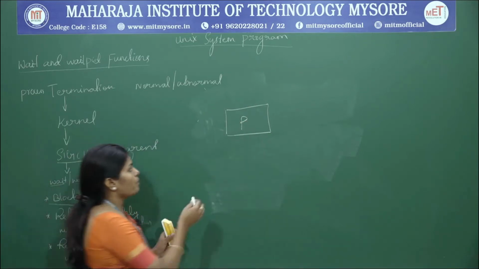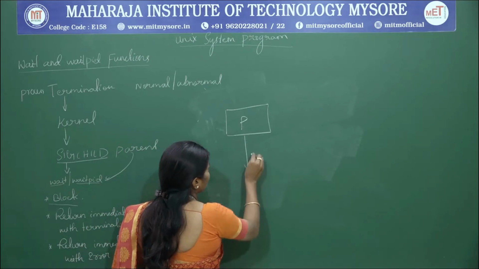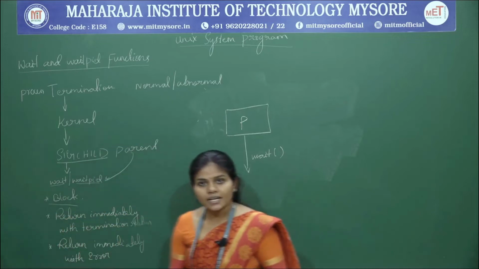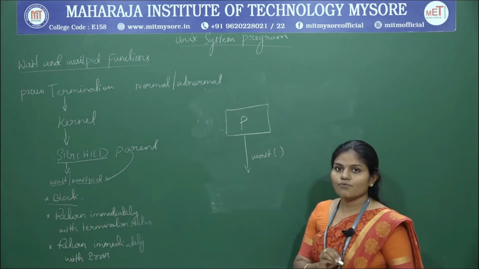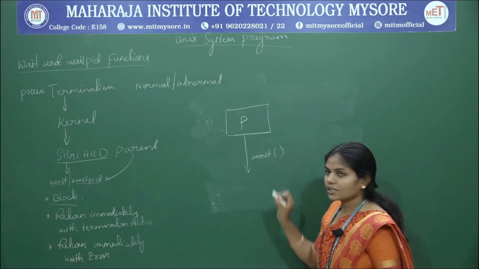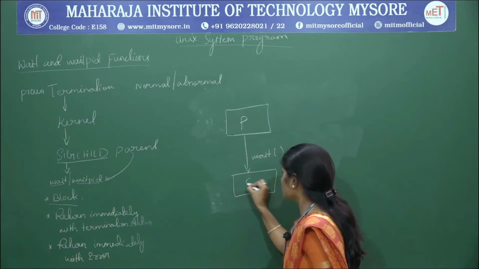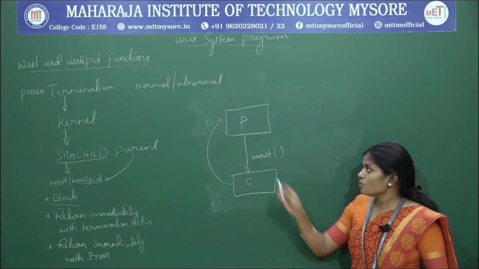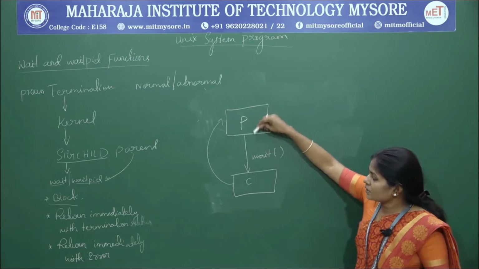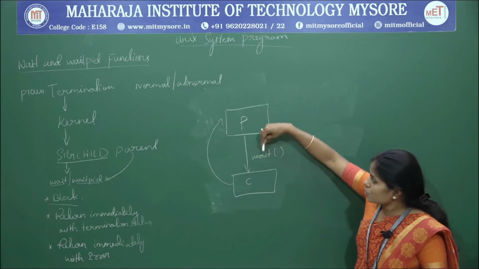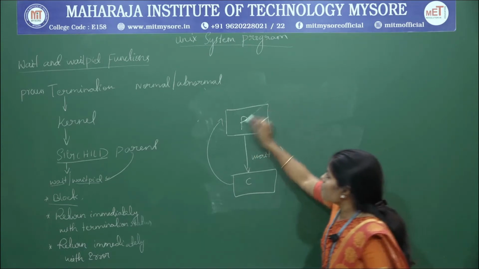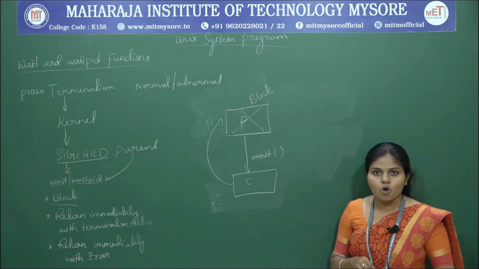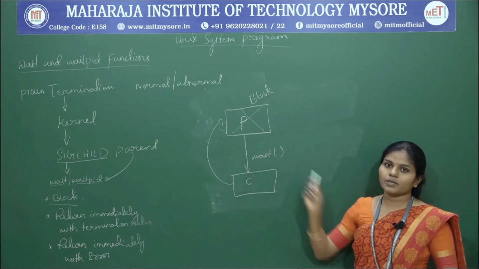P is the parent. Now the parent is going to call the wait or waitpid function. After that, the child is going to return the exit status to the parent, right? So in that case, when the parent calls wait or waitpid, the parent is going to be blocked until the child terminates.